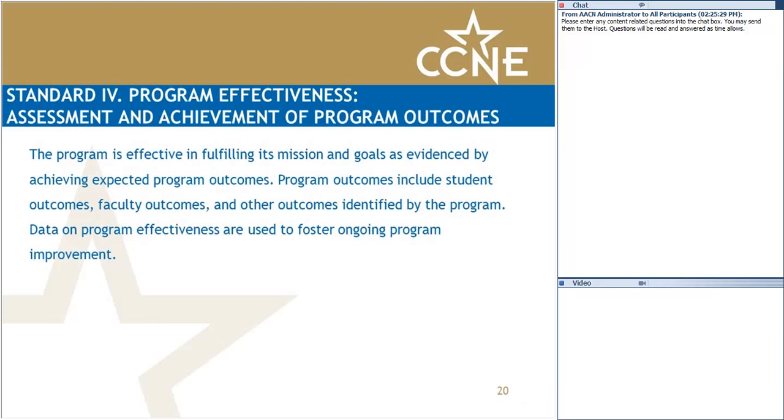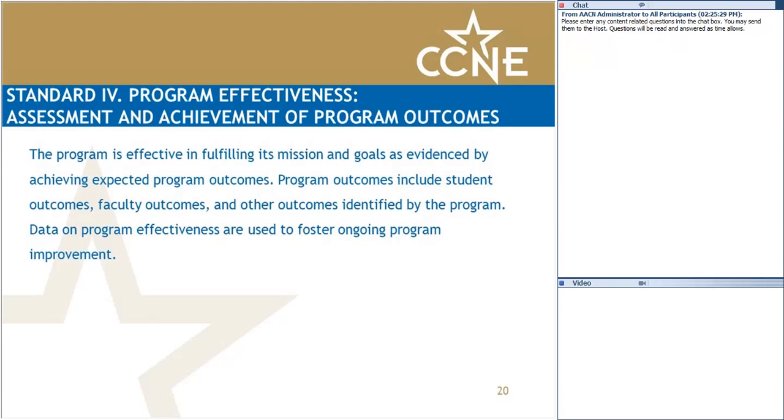All righty. So let's start with Standard 4, the last of the four standards we have. Standard 4 looks at program effectiveness. It says the program is effective in fulfilling its mission and goals, as evidenced by achieving expected outcomes. Program outcomes include student learning outcomes, or student outcomes, faculty outcomes, and other outcomes identified by the program. And data on program effectiveness are used to foster ongoing improvement.